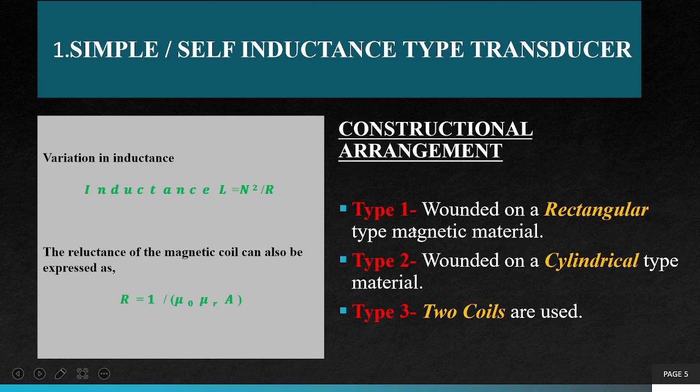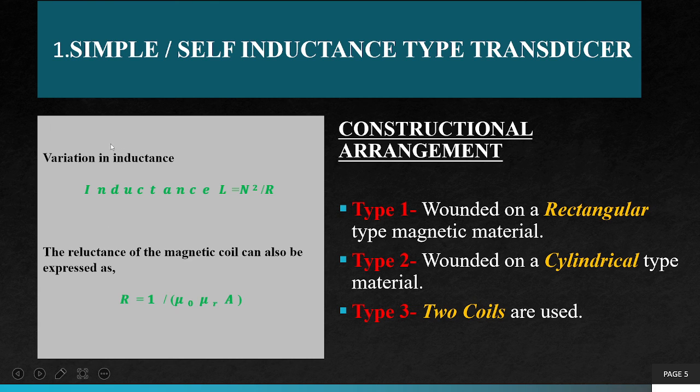As I've told you, there are three parts for a variable inductance transducer, which are coil, magnetic core and a pressure sensing element. Type 1 is the coil wound on a rectangular type magnetic material. Type 2 is the same coil wound on a cylindrical type material. And the third one is two coils joined together, or two coils will be used.